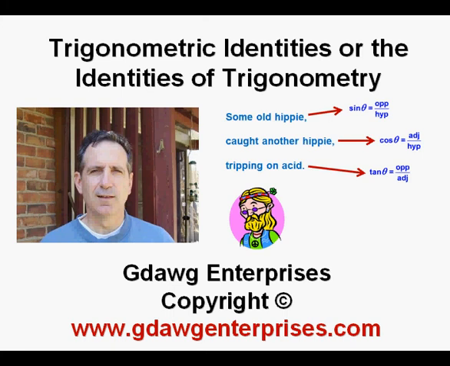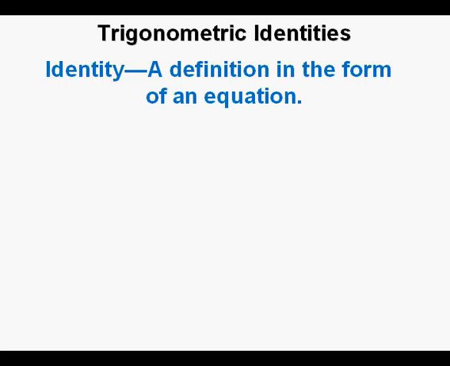Trigonometric identities, or the identities of trigonometry. Identities are really just definitions in the form of equations. Since identities are definitions, some of them are pretty obvious. Just to give an example from real life, the equation 1 minute equals 60 seconds is an identity.